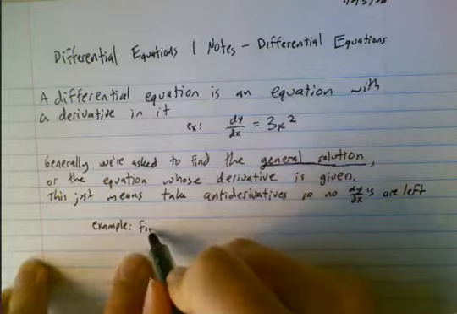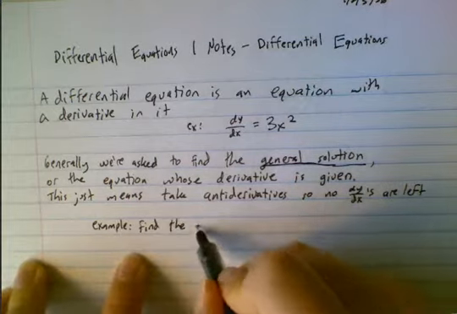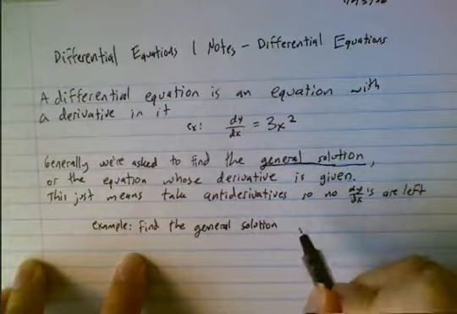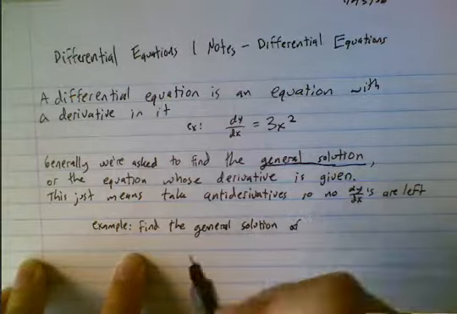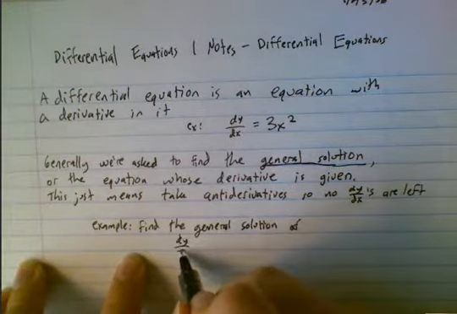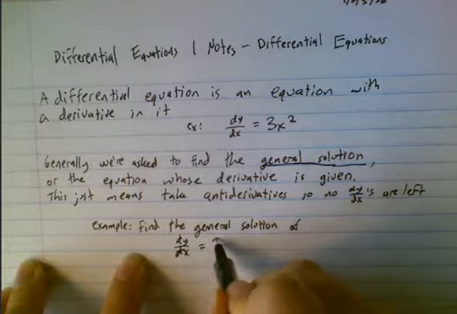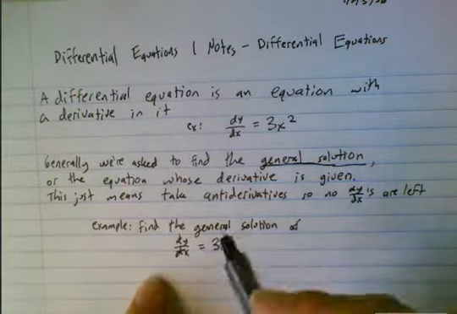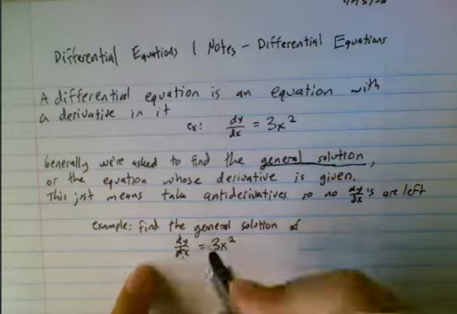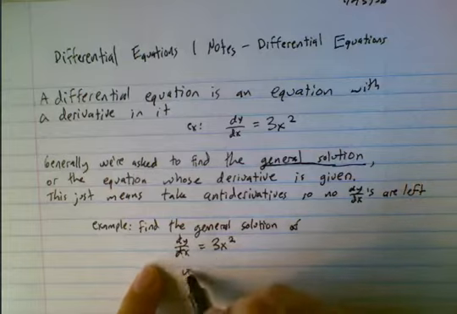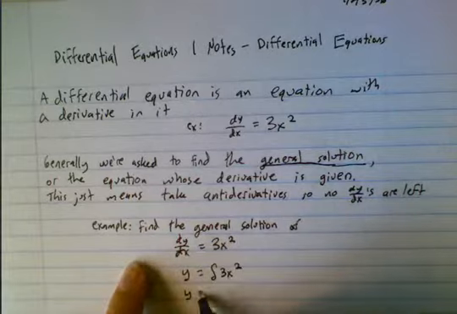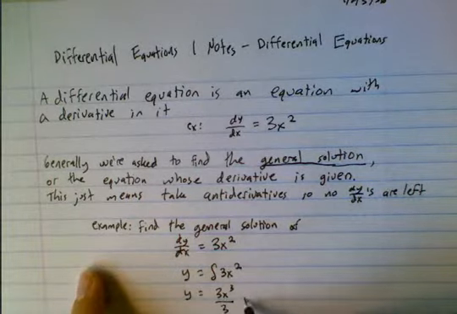So for example, find the general solution of dy dx equals 3x squared. Well, we know that y is the antiderivative of dy dx. So we just have to take the antiderivative of 3x squared. That's 3x cubed divided by 3 plus c.